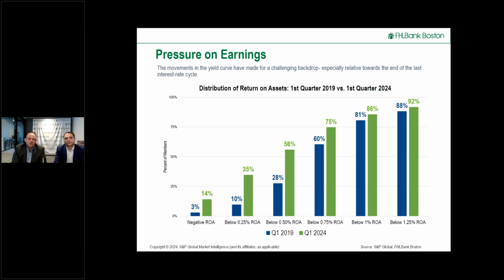And I think this underscores really the challenging environment that we're in. So we're looking at the distribution of return on assets below certain levels here, and I would call your attention to the third one in from the left, below 50 basis points ROA. Back in the first quarter of 2019, just 28% of our members, our bank and credit union members here in New England, had an ROA below 50 basis points. Now, as of the first quarter of this year, it's double that, at over 56%. So any way you slice it, bank, credit union, public, mutual, large, small, commercially oriented, retail oriented, everywhere in between, there is pressure on earnings.